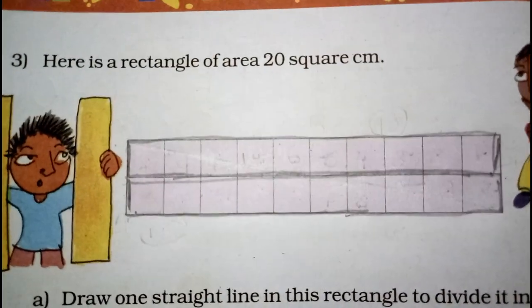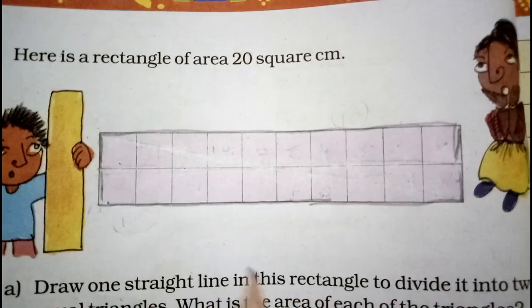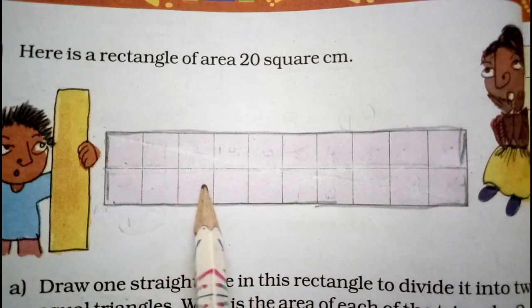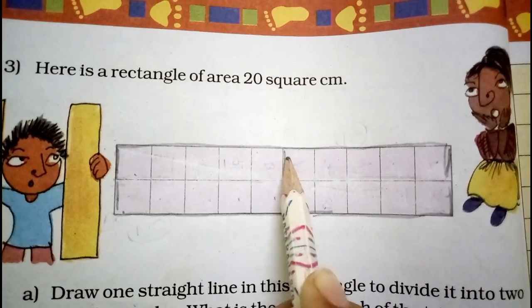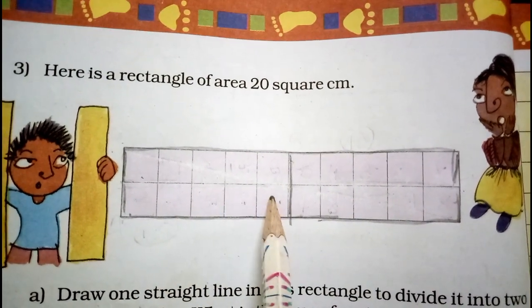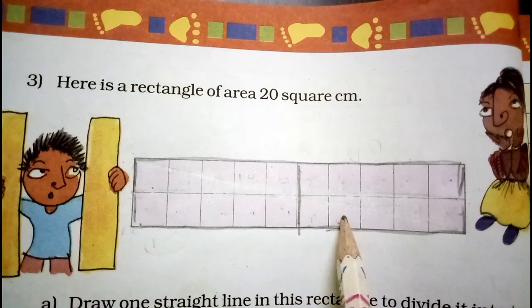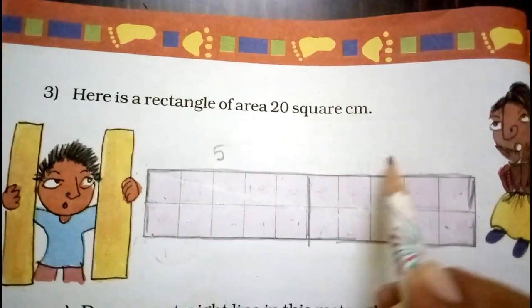We can make it another way also. Okay, दूसरा भी way है. Let's do that. First 1 2 3 4 and 5. After 5 I draw one line here. Now let's check the length here, 1 2 3 4 and 5 centimeter. Yes, its length is 5 centimeter.